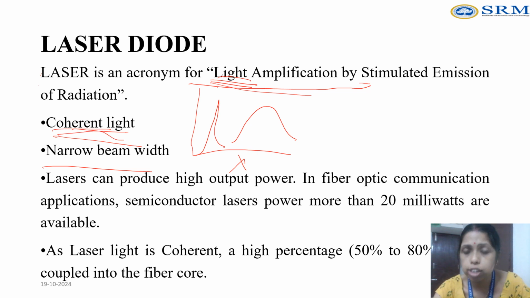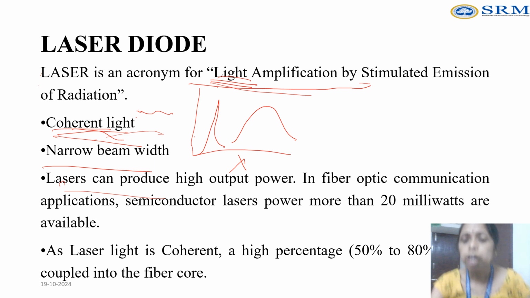Coherent light I'll discuss in the next slide. That means the laser can produce multiple photons of the same energy, or the same wavelength. That is coherent light. So it has high power. As the beamwidth is narrow, the power is also more, so you get high power from the laser. For the LED, you get low power as compared to the laser.